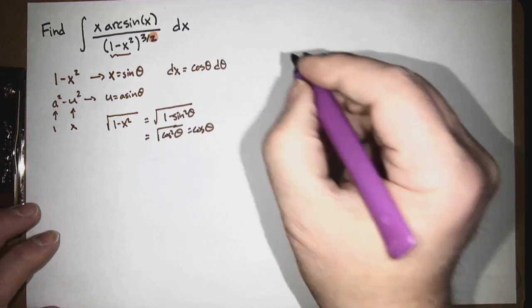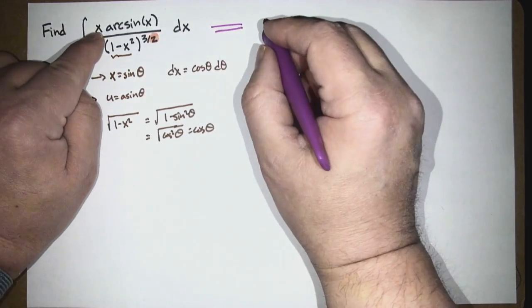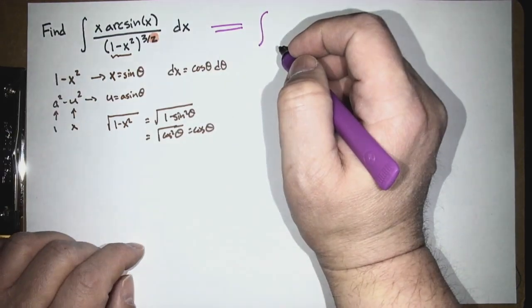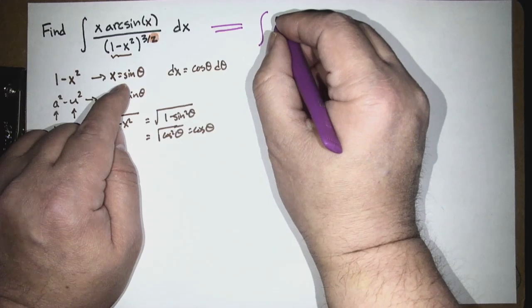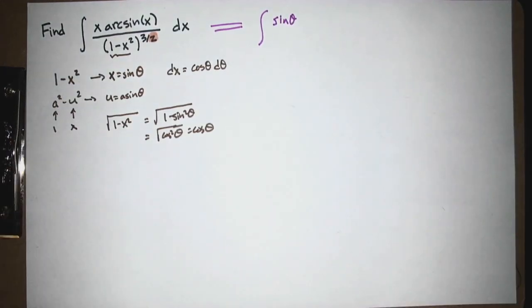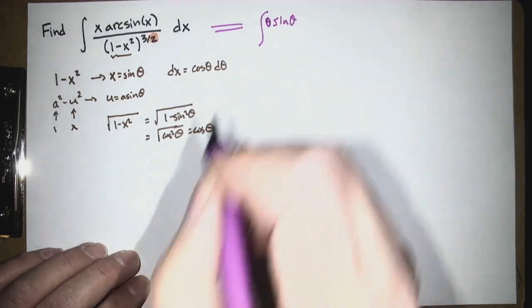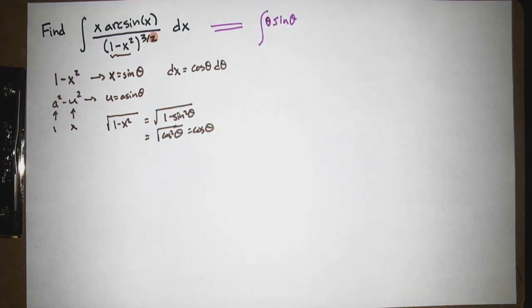All right. So with that in place, we start updating. Everything has to be accounted for. So what will the x become? Yeah, sine theta. Okay. How about arc sine of x? What will that become? If x equals sine theta, what is arc sine of x? Theta. So I'll put the theta in front just to help. It's a little bit easier to parse.